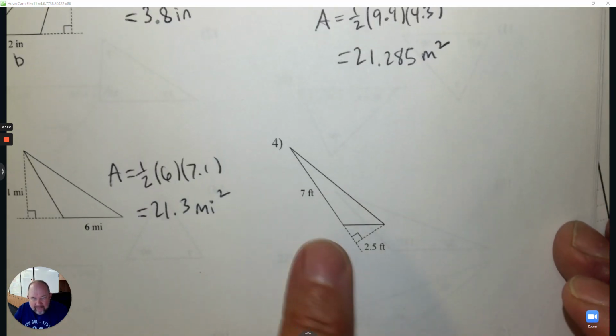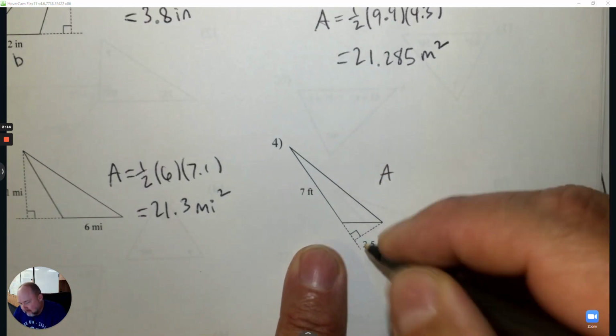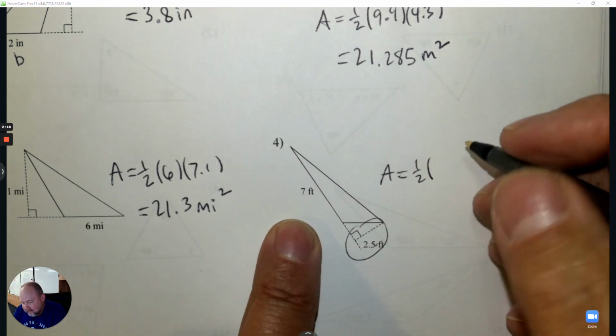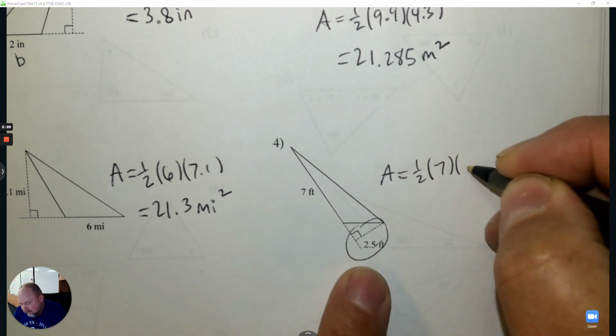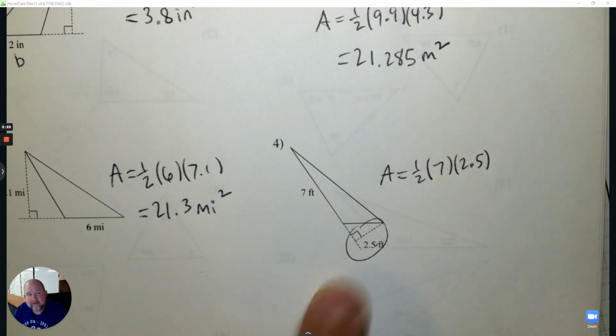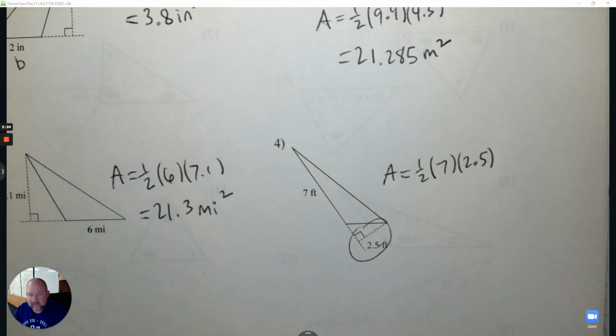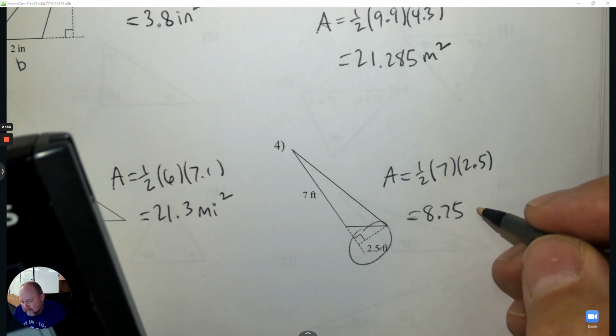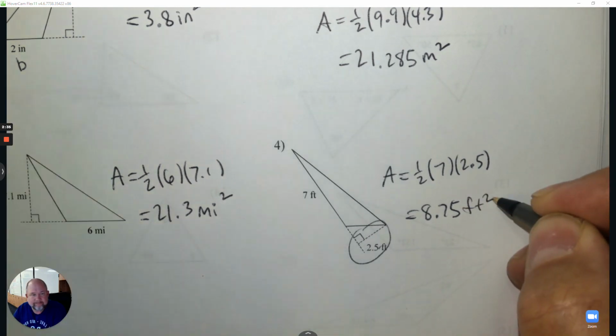Number 4, can you find the area of this triangle? So again, this gives me the height. So it's 1/2 the base times the height. So in my calculator, I'm going to go 7 times 2.5, and then divide it by 2. That's 8.75. And that's what? Feet squared.